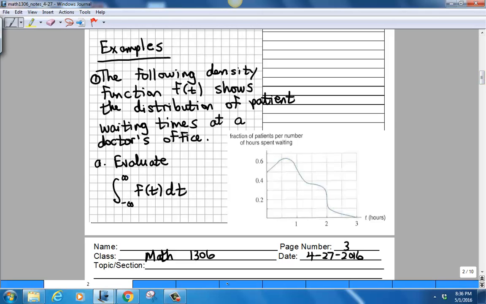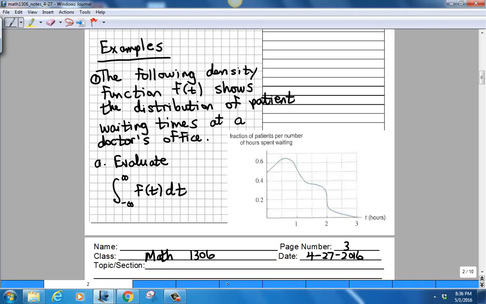So here's an example I have graphed here of a density function, and what the area underneath the density function represents is the population of patients waiting for a particular doctor. So in this instance, the area under the curve is this population of patients who are going to see, or who have seen perhaps, this particular doctor.